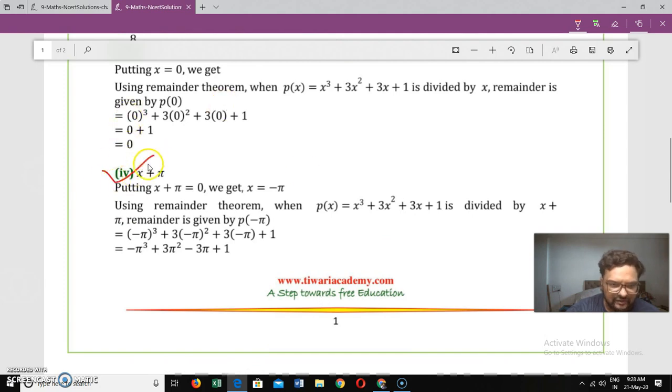Here question number 4, x plus pi. So as I said, this is the divisor. So x plus pi equals to 0. So the value of x equals minus pi. So wherever we have the x, in that place we will keep minus pi. On doing so, this is what we obtain on substituting the value of x, that is minus pi cube plus 3 pi square minus 3 pi plus 1. This is your final remainder.